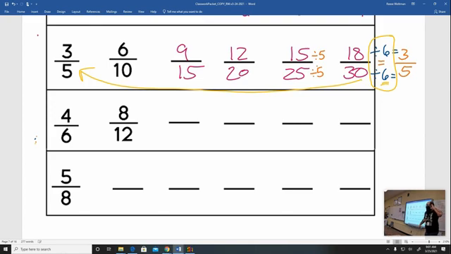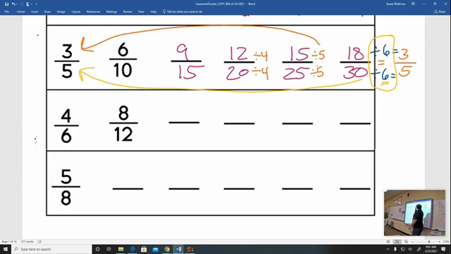What's 15 divided by 5, guys? 3. What is 25 divided by 5, guys? 5. Yes. So this would bring it back to 3/5. Now what about 12/20 though? What's the common factor there? Jen? Divided by 4. That's right. Divided by 4. See, look at the pattern, guys.